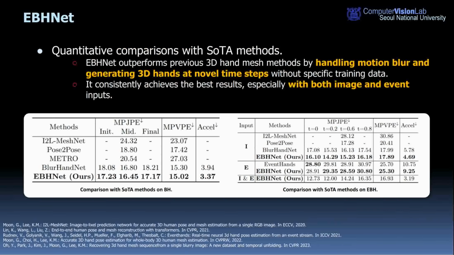The tables below show that EBNet outperforms previous 3D hand mesh estimation methods. Prior approaches fail to address motion blur, leading to inaccuracies. While BlurHandNet performs well with 3 specific time steps, it struggles with unseen time steps and lacks temporal consistency. In contrast, EBNet uses comprehensive temporal information and generates 3D hands at novel time steps without needing training data for those specific points. The right table shows that EBNet, especially with both image and event inputs, consistently outperforms previous methods, including event-based ones, and achieves the best results overall.